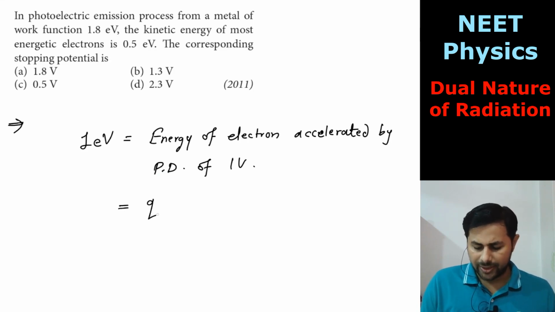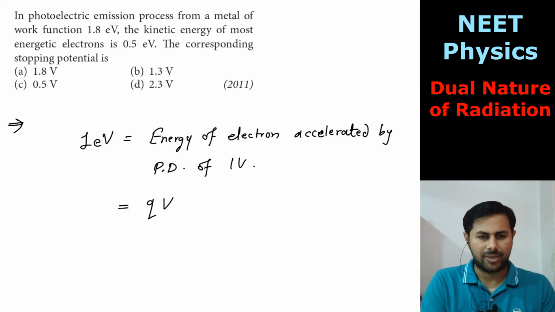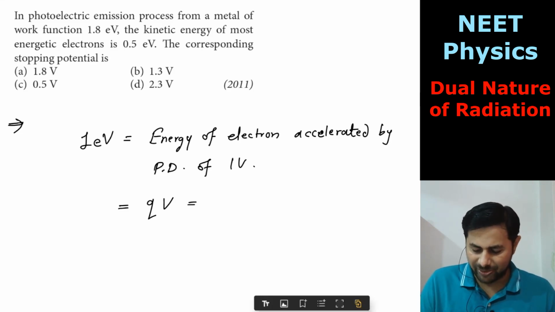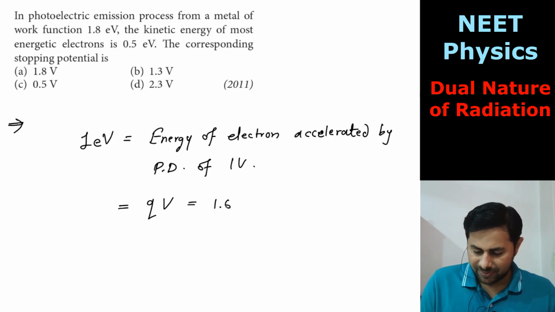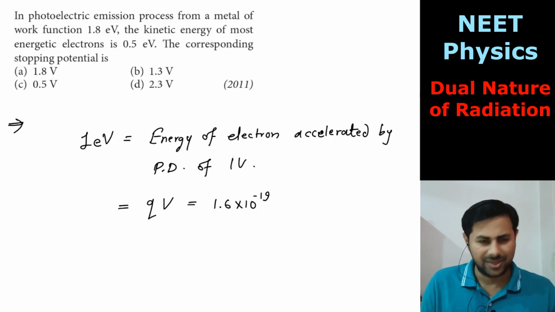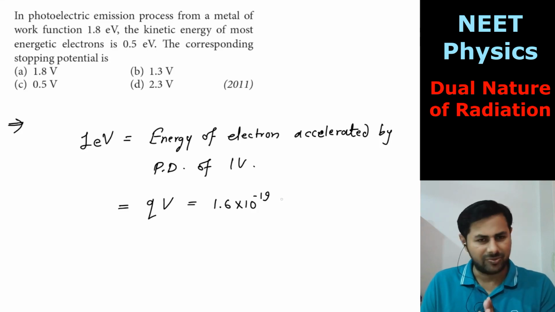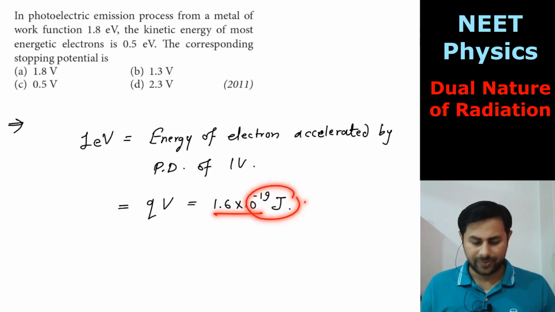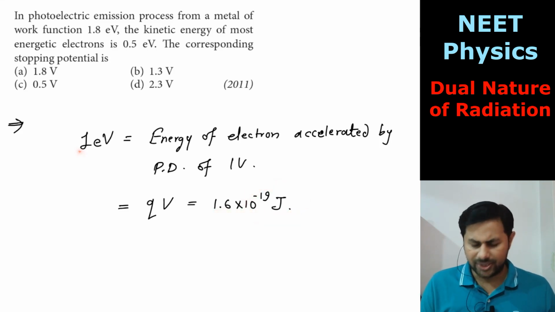We know that energy is equal to charge multiplied by potential difference. The charge on an electron is 1.6 multiplied by 10 raised to minus 19 coulombs, and the potential difference is 1 volt, and therefore it is equal to 1.6 into 10 raised to minus 19 joules. So 1 electron volt is just equal to 1.6 into 10 raised to minus 19 joules. We need to remember this unit.